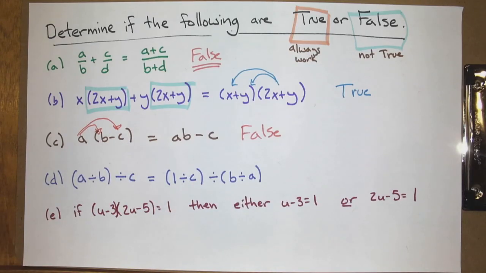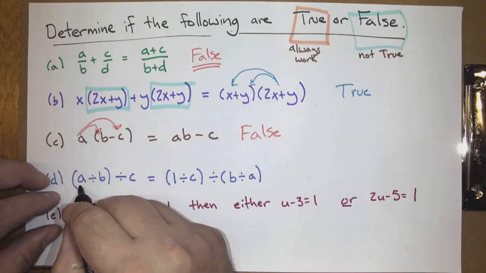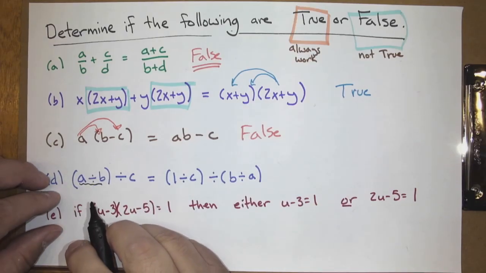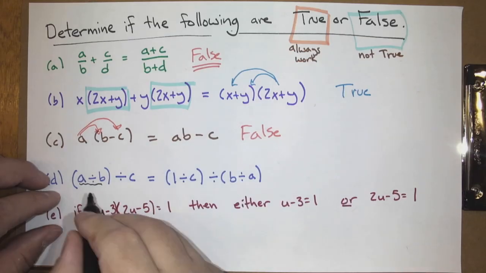All right, D. A divided by B, and so this symbol here, in case you're trying to figure out, that's the divide symbol. A divided by B, take that, divide by C. That's the same as 1 divided by C, all divided by B divided by A. True? Yes. Okay. Now, when in doubt, just think about what it means. What's another way to think of A divided by B? A over B.